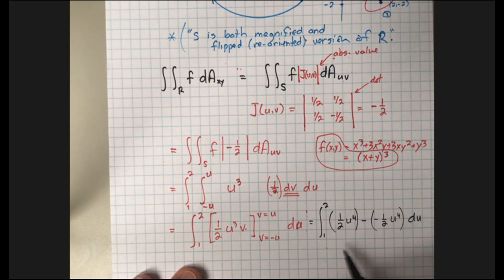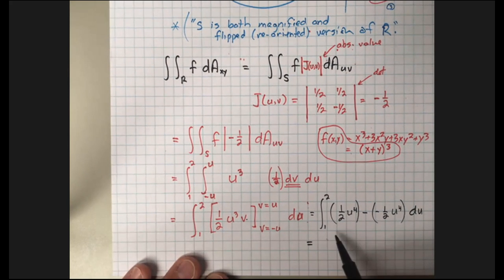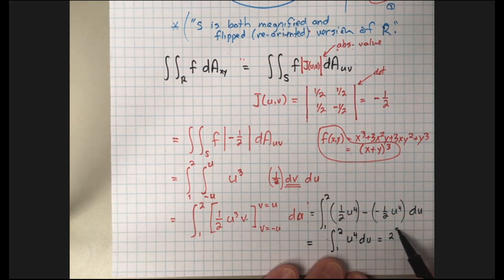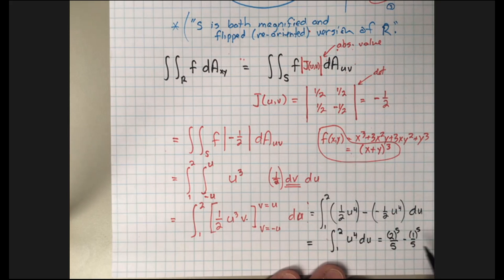So what you really have here to evaluate in the end is not very messy. Integral from 1 to 2 of u to the 4th du. Now this is 1/5 u to the 5th, which is 2 to the 5th over 5, minus 1 to the 5th over 5. Just the 1 to the 5th power, not the 1 over 5 to the 5th power. So this is 32 minus 1, which is 31 over 5, which is 6.2. Exactly, that's not an approximation.